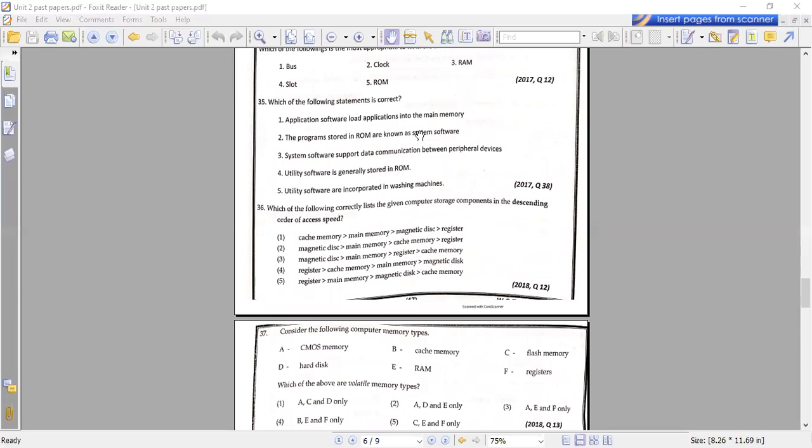Then 35. Which of the following statements is correct? The question is asking about application software. What's the correct one? System software supports data communication between peripheral devices. This is the correct one. 35. Third answer should come.